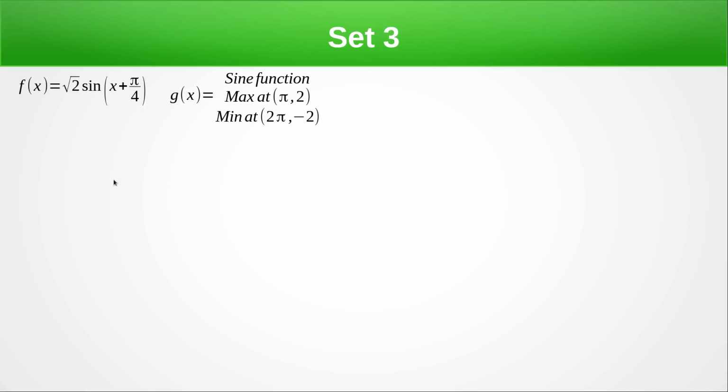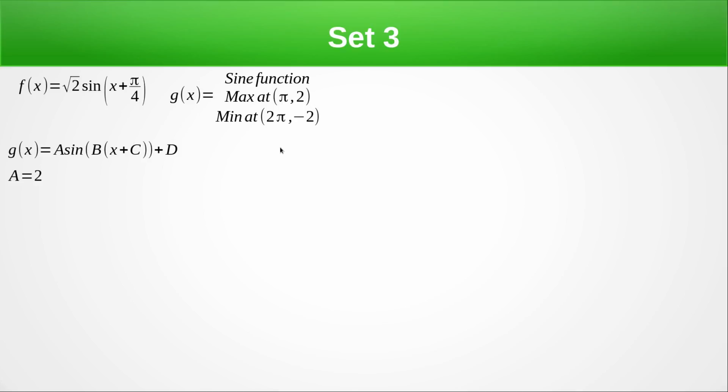Okay, now for the biggie. We've got our function f of x equals this lot here, and we've got this thing here that defines g of x. It's a sine function. It's got a maximum at pi over 2 and a minimum at 2 pi minus 2. So I need to find out what this function is first, and we can use our knowledge of modelling to do this. So it's going to be in the form given there.